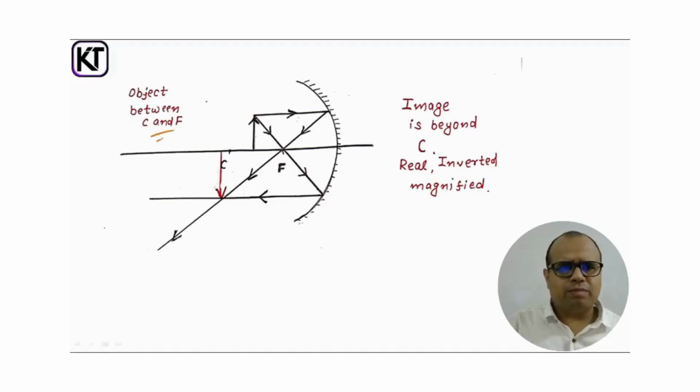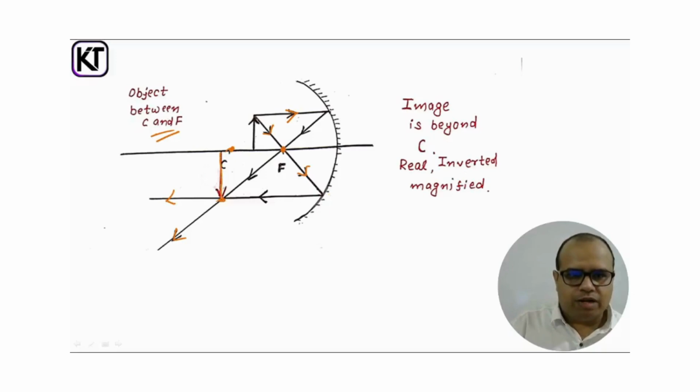Here now the object is kept between C and F. You can see this point is C, and this point is F, focus. Now this is the object which is kept here. So a light ray incident parallel to the principal axis after reflection passes through focus, and a light ray which passes through focus after getting reflected becomes parallel to the principal axis. Okay, and here they are getting intersected.